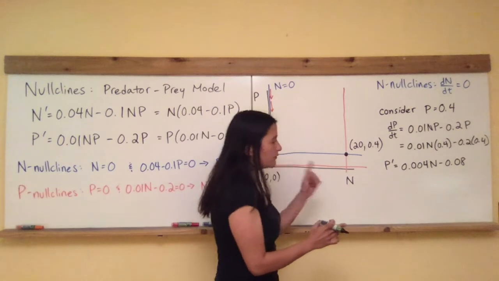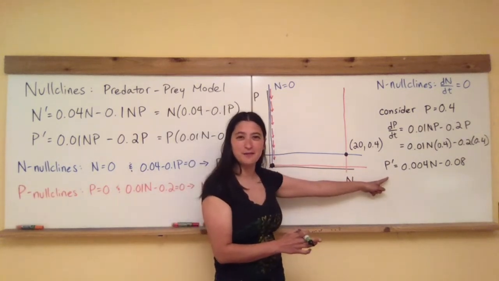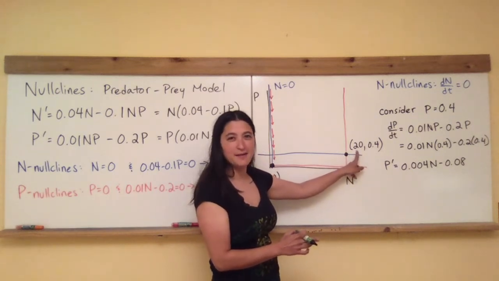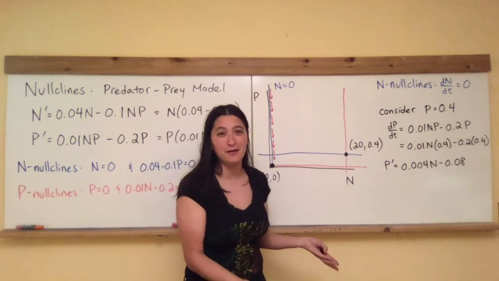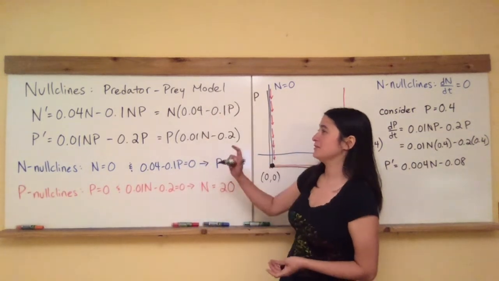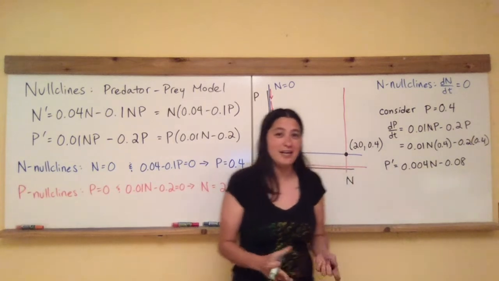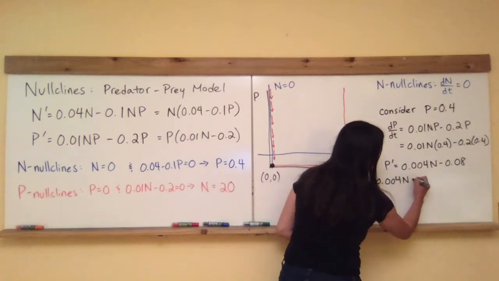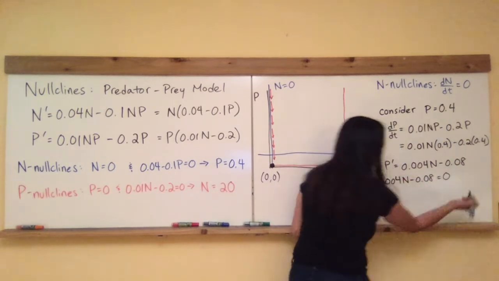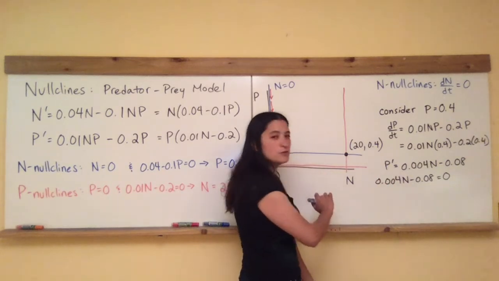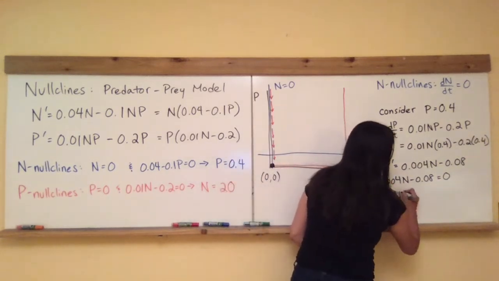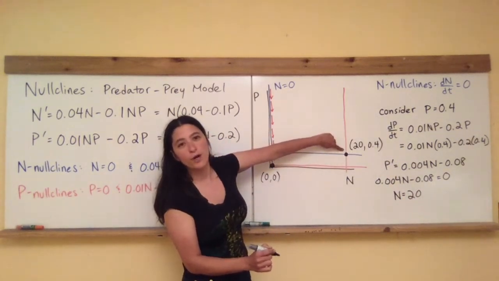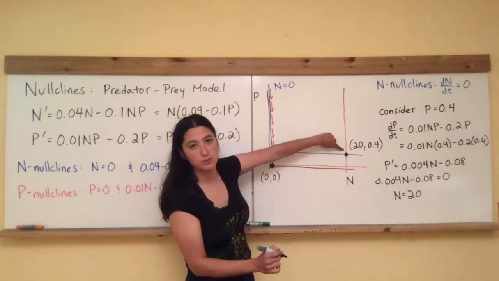Oh wait, you know what? If I set it equal to 0, I'm going to get n is equal to 20. Because then they're both going to be equal to 0, right? That was a place where dn/dt equals 0 and dp/dt equals 0. So I kind of already know the answer, but in case you want some proof of that, you would just set that equal to 0 and bring the 0.08 to the other side. Then you would divide both sides by 0.004, and you would get the conclusion that n is equal to 20, which represents that place right there where both different equations would equal 0.